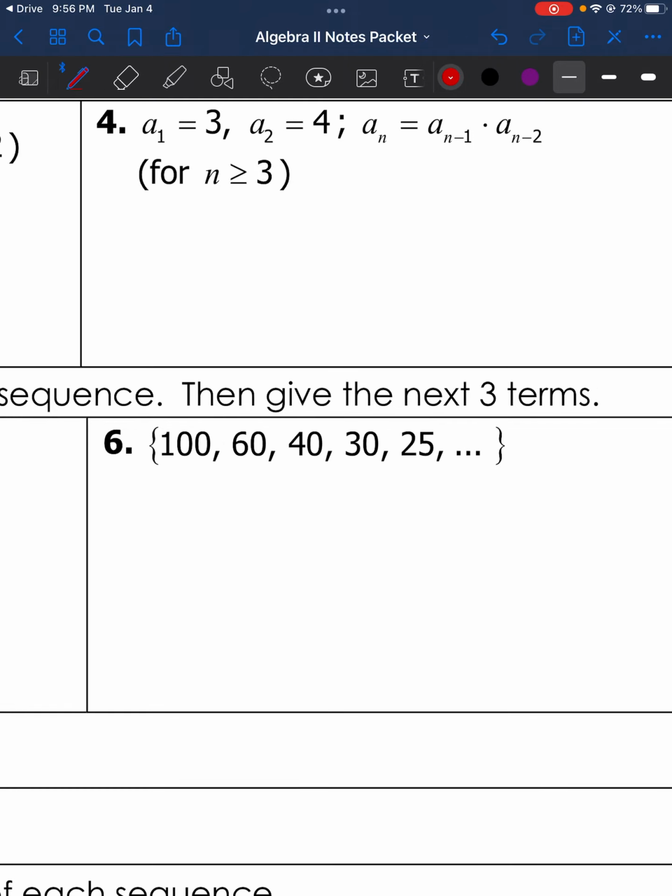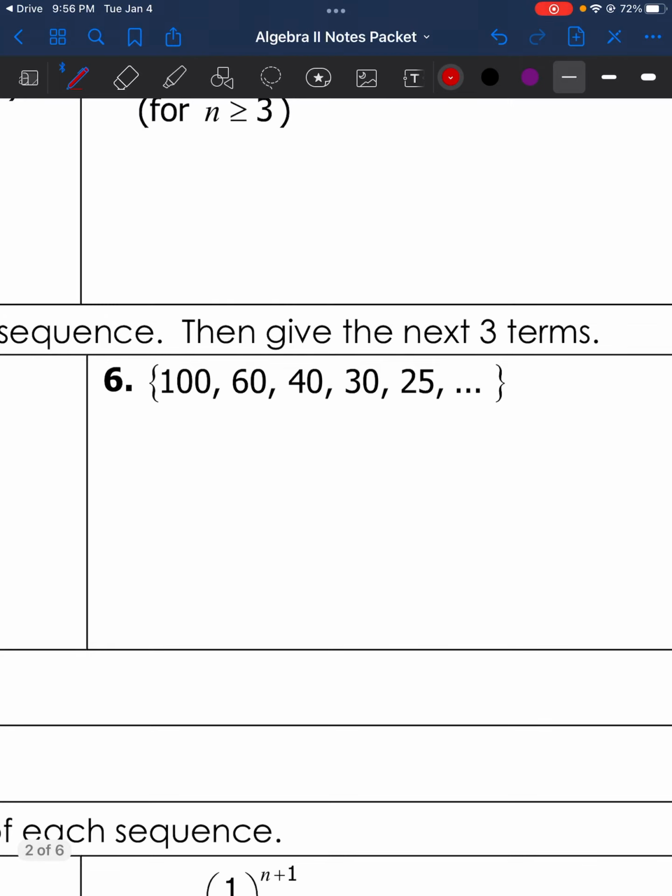Okay, on to this one. We need to figure out what the rule is for this one. So what's the pattern here? So we're going to have to play around.